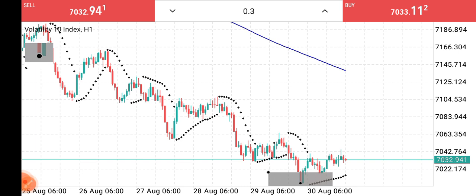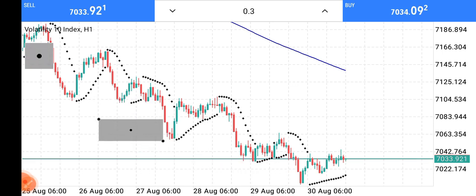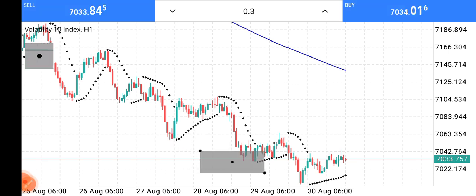Are you there? These things are what mark downtrends and uptrends. That is, if it's going up it's an uptrend, if it's going down it's a downtrend. I've said it before. So this is a lower high, lower high, lower high.